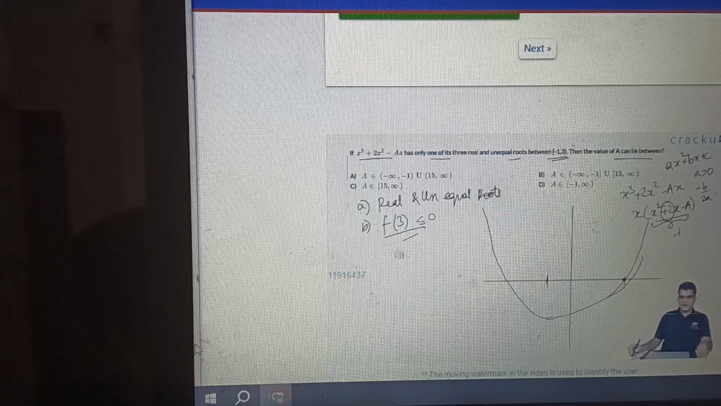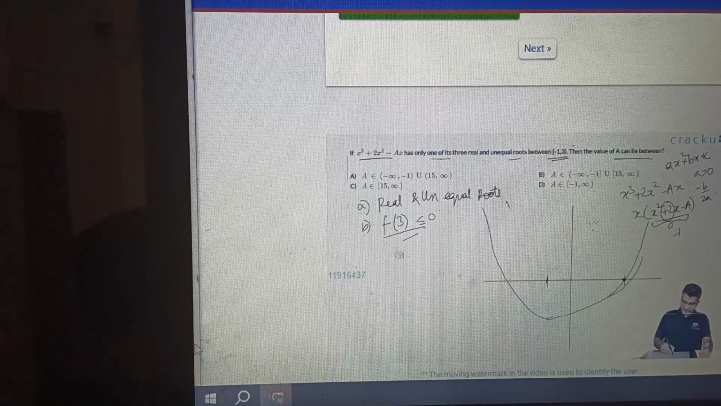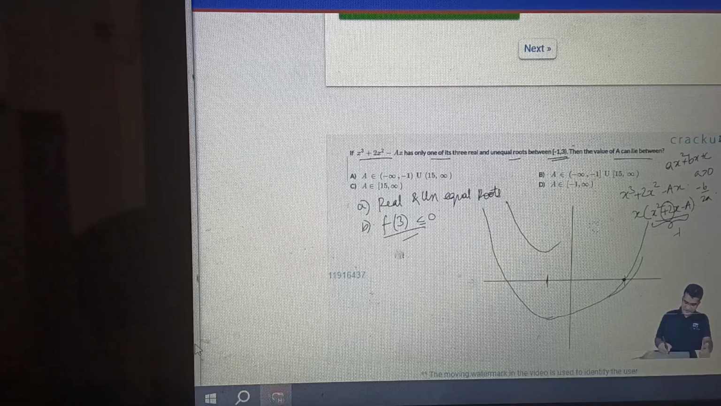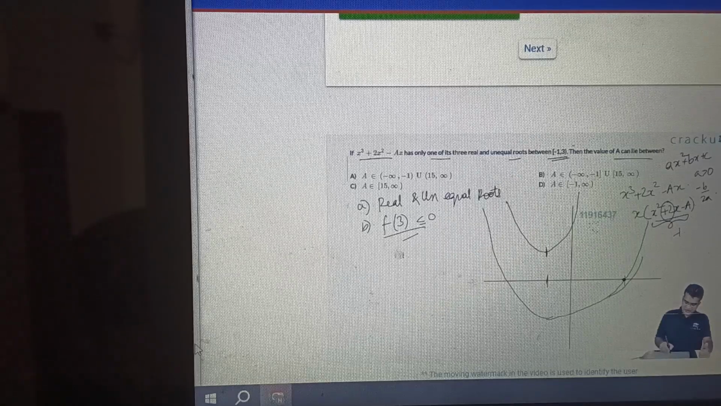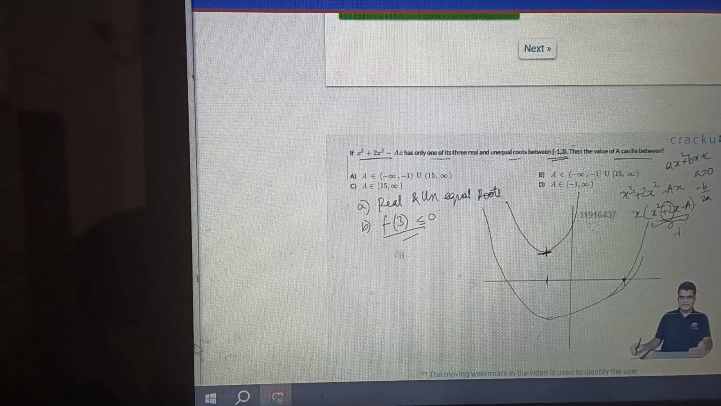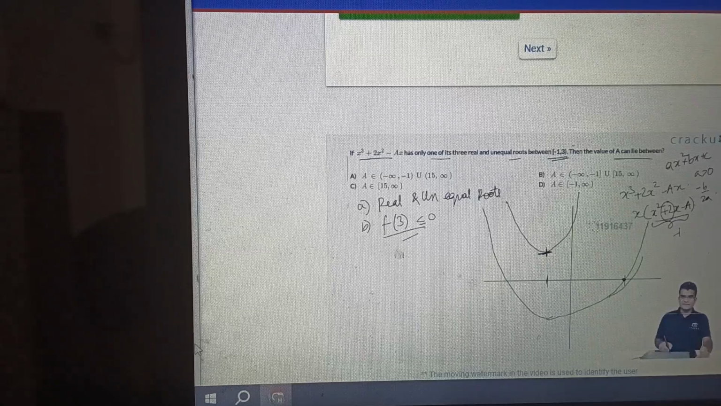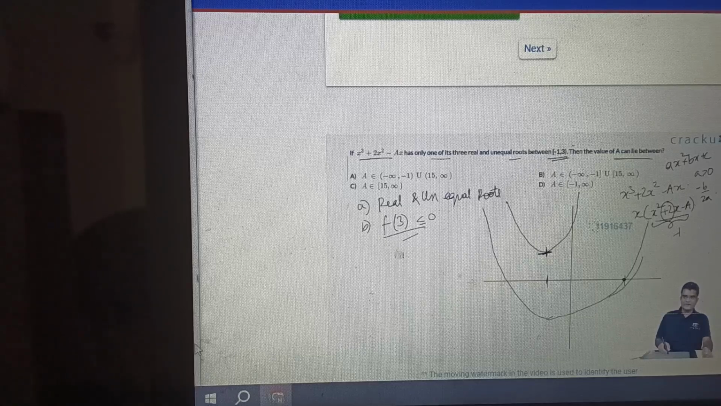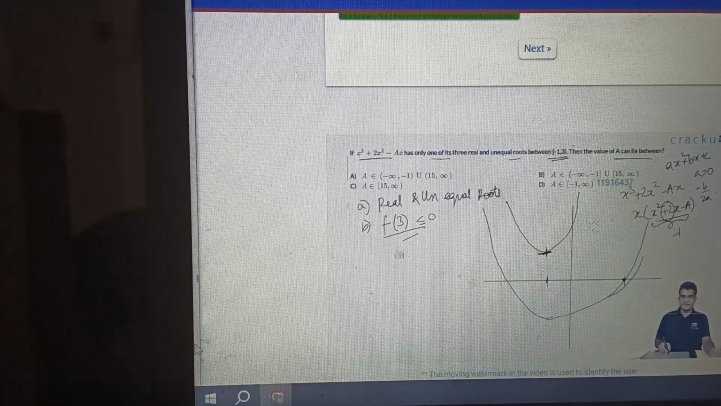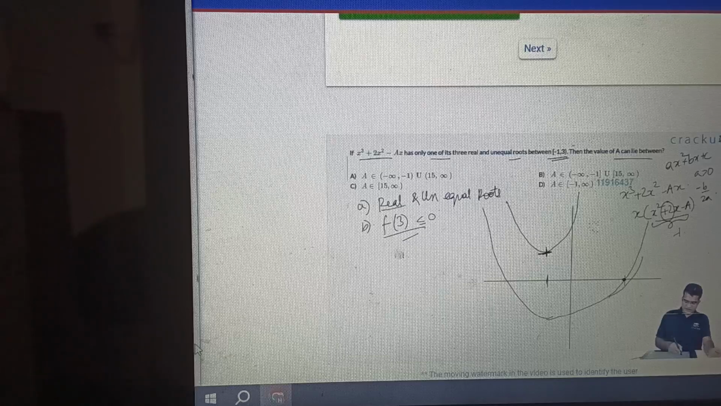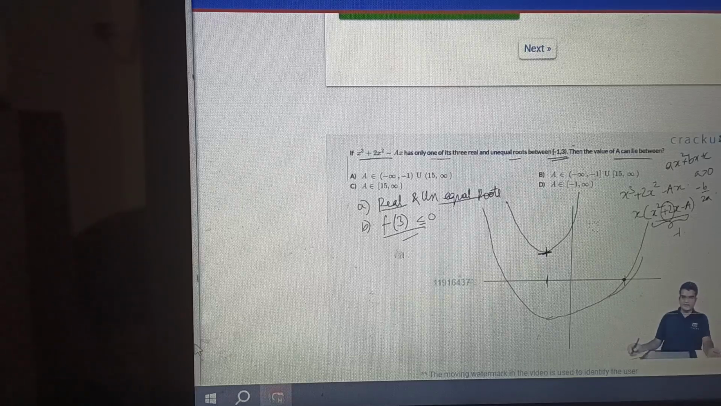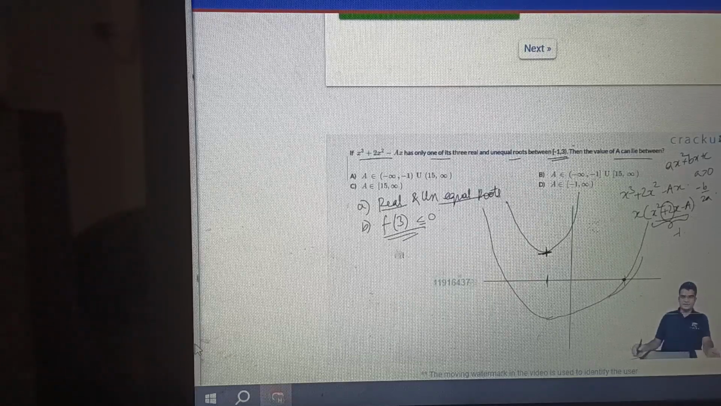Another thing we are going to check is that even though we know for sure that its minimum occurs at minus 1, we want to be sure that the minimum point is actually below the x-axis. That will imply that it has two real roots. If it is passing above the x-axis, it would imply that it has no real roots. So the two things we are going to check are that the function has real and unequal roots, and f of 3 is less than or equal to 0.